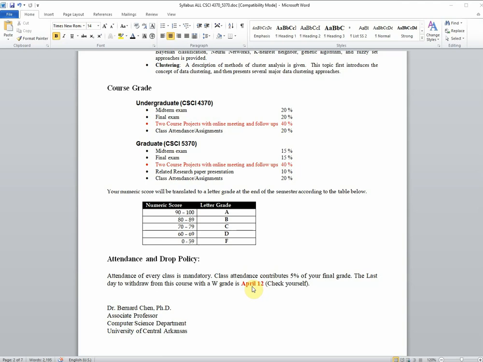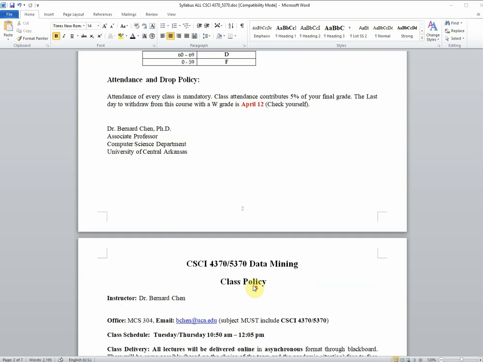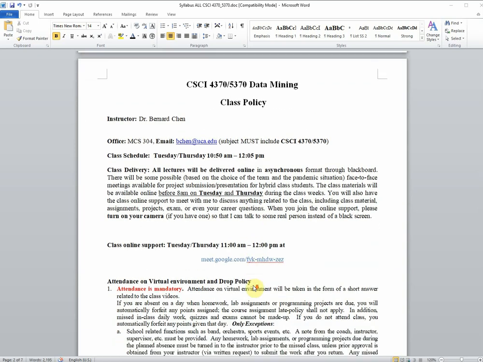Make sure you check that date and make sure that's going to be the right day for you to drop the course. So this is about the course policy. Now let us talk about the class policy.